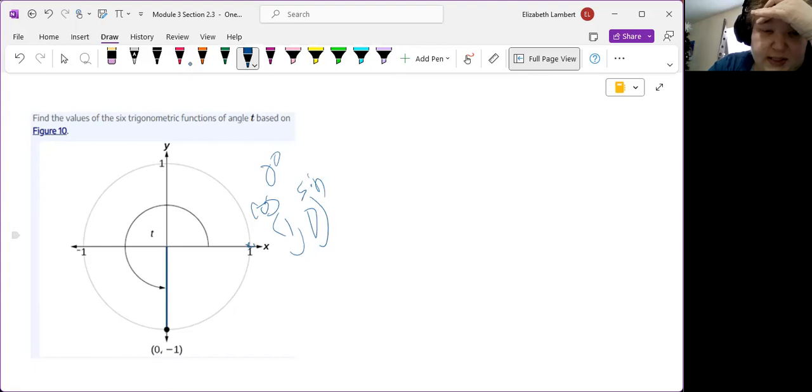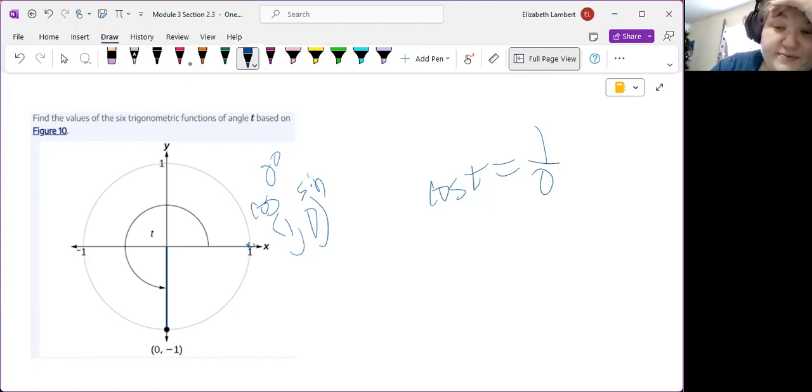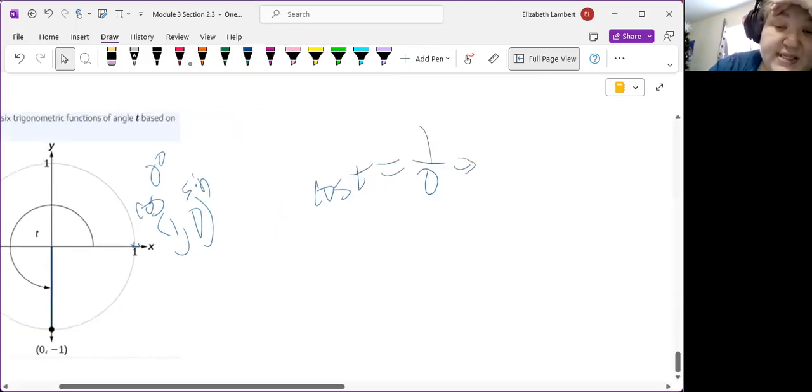So that means the cosine of t is 1 over our x value. And what do we do with 1 over 0? We can't divide that. So we call this undefined.